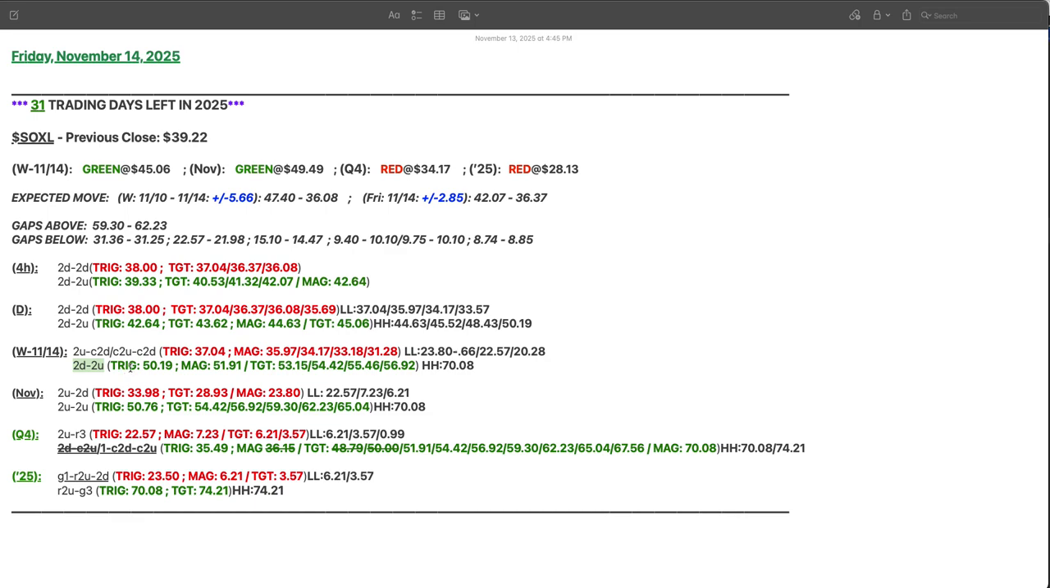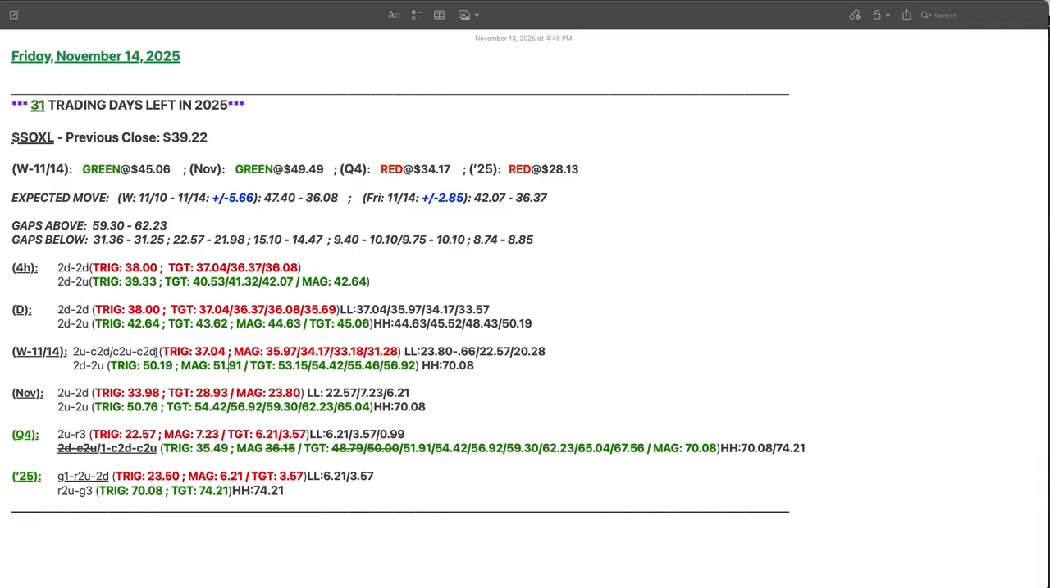All right. Now, if by some miraculous way we get something to send us off in the upside direction, we've still got to get to 50.19 before we go 2 up on the week. So I don't think that's going to happen. If by some crazy way it does, we've got a magnitude of 51.91. So not a huge magnitude in terms of the trigger and target, but from where we are currently, that's huge. So I don't expect us to go 2 up on the week.